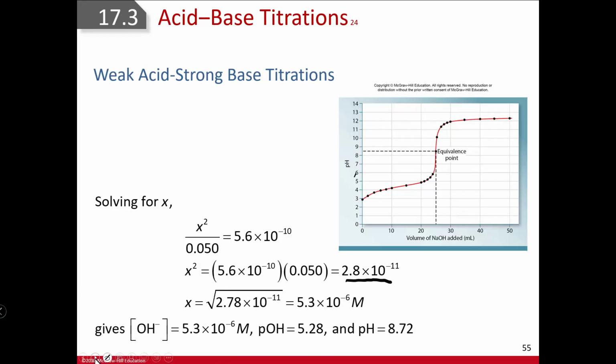So when I get to this point, I know that this is equal to the concentration of the hydroxide ion. I've got to take the square root of that, so we go down here. When I take the square root of that number, I get the concentration of the hydroxide ion, and then I take the negative log of that. I get a pOH, not a pH, a pOH of 5.28. I subtract that from 14.00 and I get a pH of 8.72. So that's how we get that number right there, 8.72.